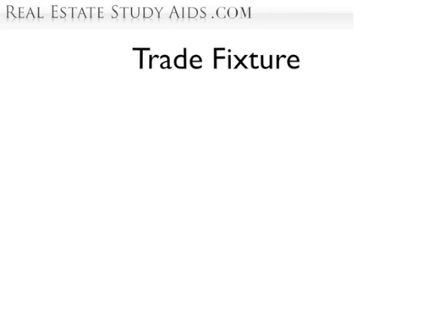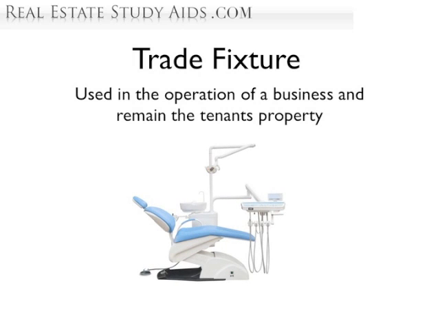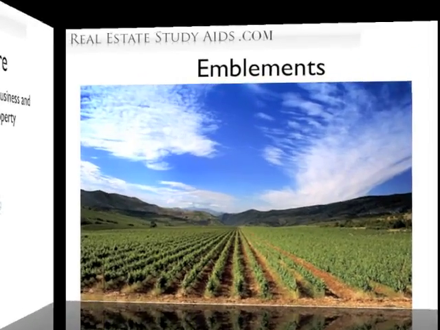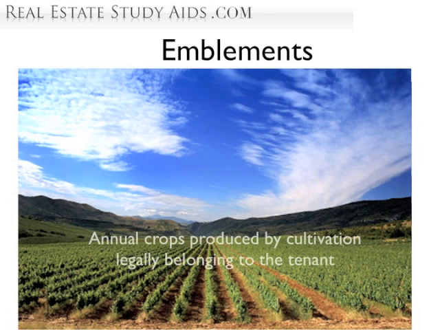A trade fixture is a fixture that is used in the operation of a business. Trade fixtures remain the tenant's property, hence they are personal property. For example, the dentist chair would be a trade fixture as the chair is being used for the dentist's business. Even though it is attached to the property, the dentist will take that chair with him when he moves to a different location.